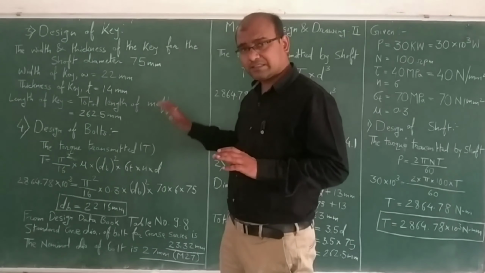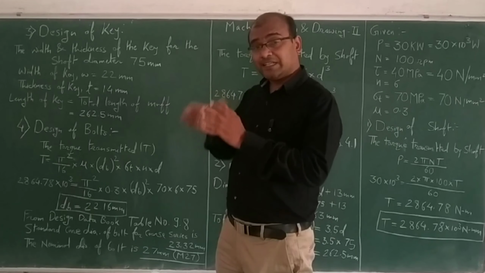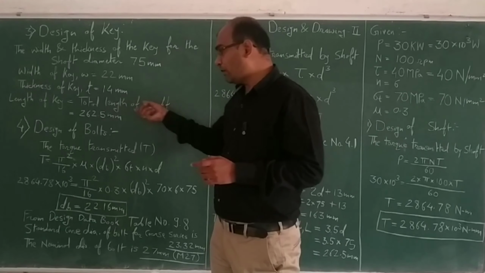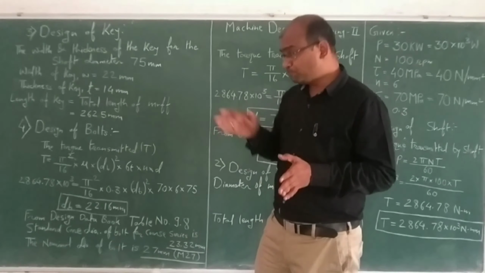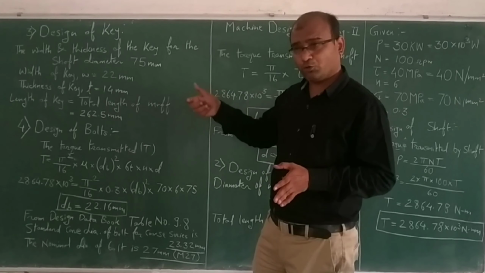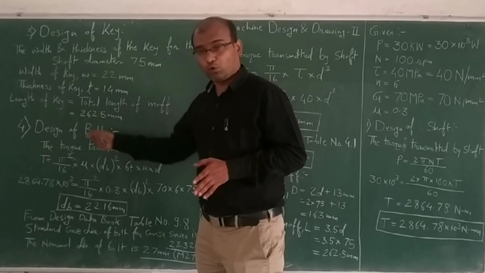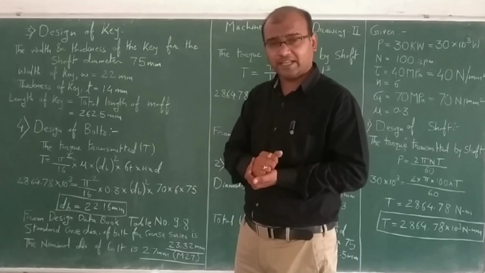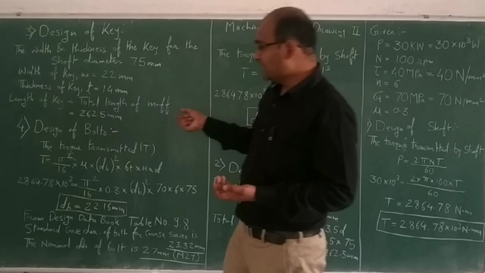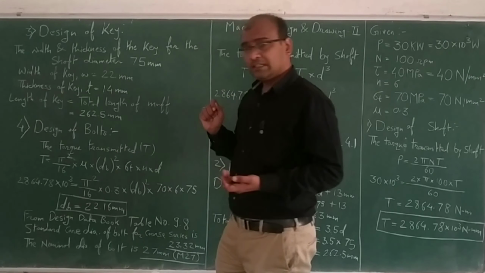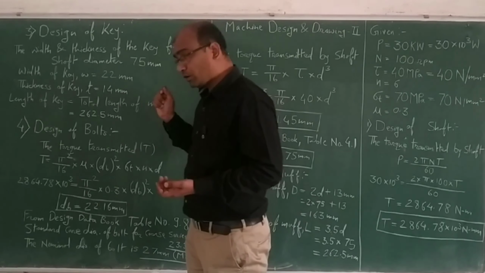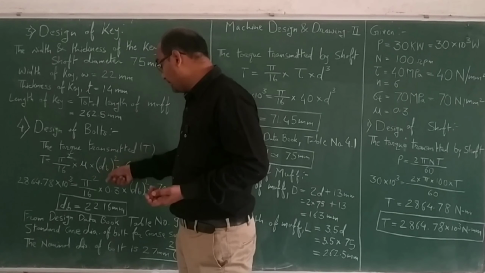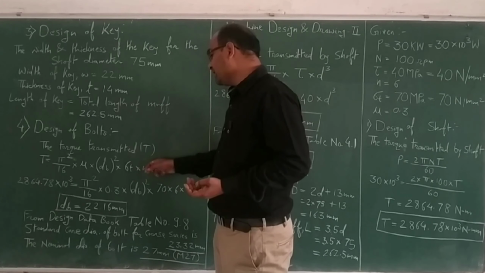Then what is next, and what is the change as compared to the muff coupling? In muff coupling they are not required bolts, but in clamp coupling the additional item as compared to muff coupling is the design of bolt. So we are using 6 bolts. This is already given in the problem. In the design of bolt, the formula of torque transmitted for the bolt is T equal to pi square by 60 into mu into dV square into sigma T into N into D.